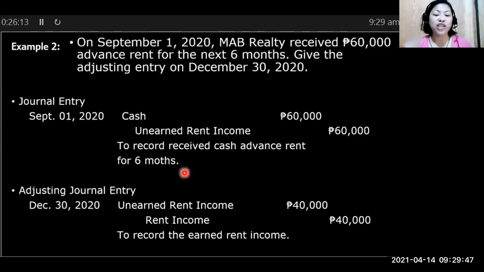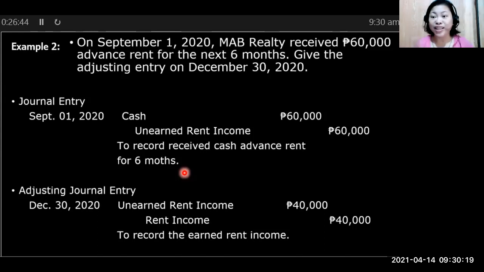And then in the adjusting journal entry, for December 30, 2020, you debit unearned rent income with the amount that is already being earned, and then you credit rent income for 40,000. So 60,000 divided by 6 months times September, October, November, December. So that is for 4 months. That is how you do it for your unearned or deferred income.